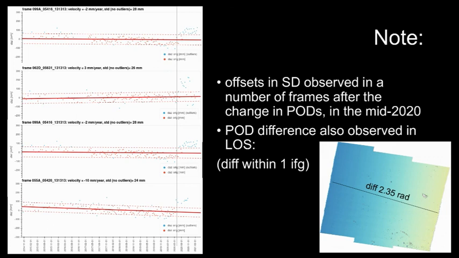As a final note, we have observed offsets in spectral diversity values in a number of frames after the change in precise orbit definitions in mid-2020. The POD difference is also observed in the line-of-sight interferograms.